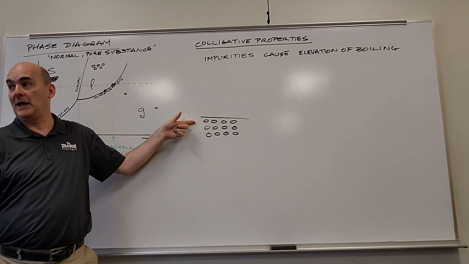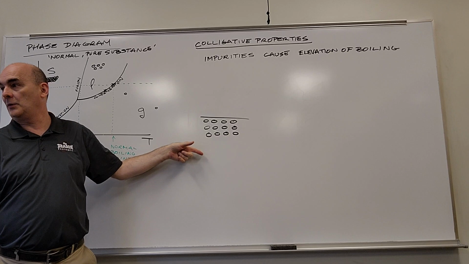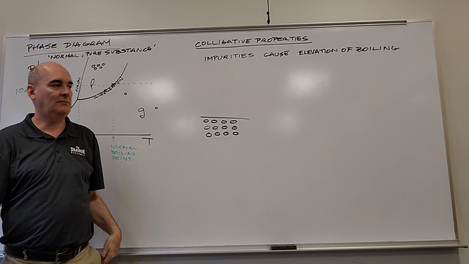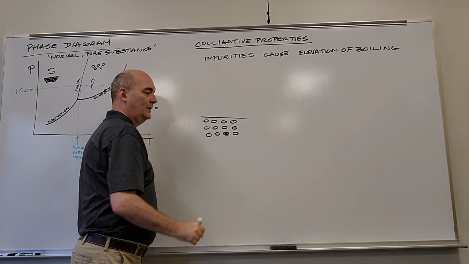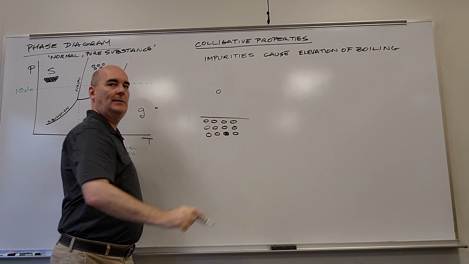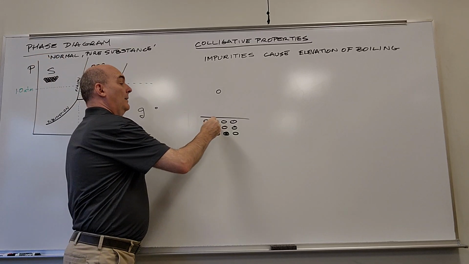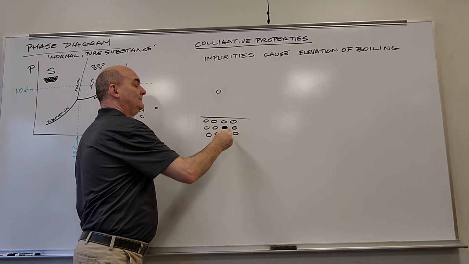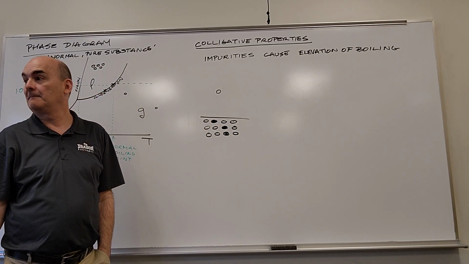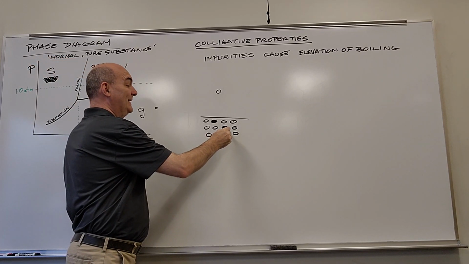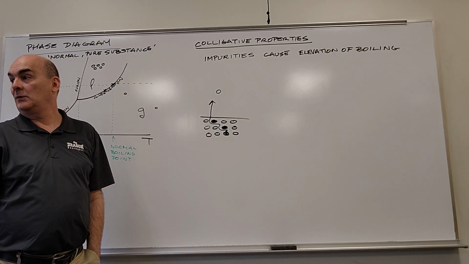Evaporation can only happen at the surface. And evaporation is when we turn a liquid into a gas below the boiling point, below the temperature threshold. So I'm going to make that liquid escape and be a gas. But I've added an impurity. Those impurities just get in the way. They're physically in the way of the liquid getting out.